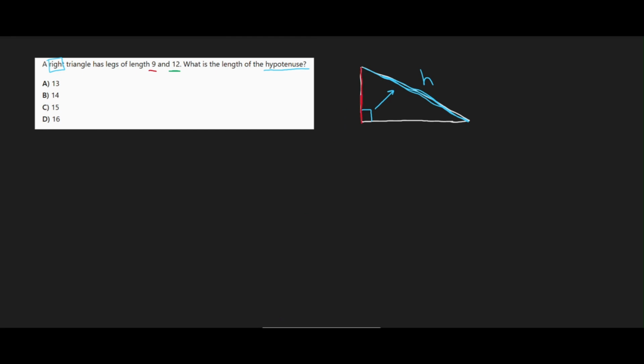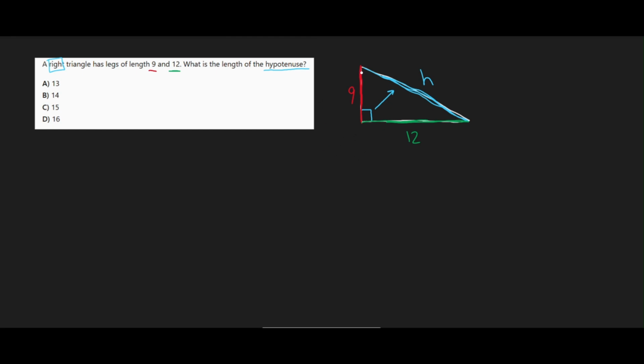When you hear the term legs, it refers to the two shorter sides in the right triangle. And h, the hypotenuse, is the bigger side. So this is 9, and this right over here is 12. This might start looking familiar to you as a Pythagorean formula question. So that is exactly what we want to do. We have two sides, and we want to figure out the third side of the right triangle.